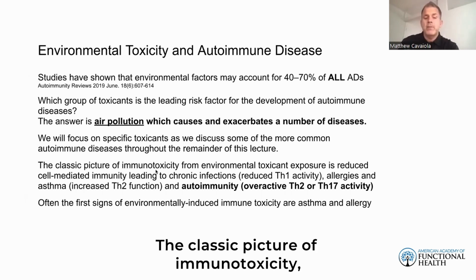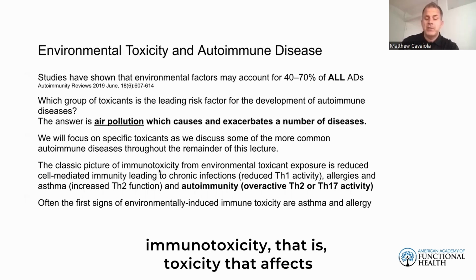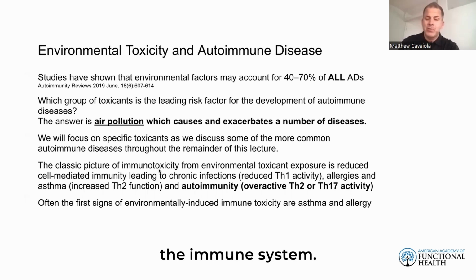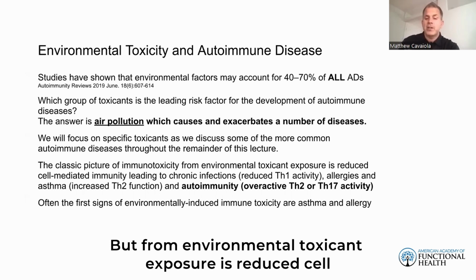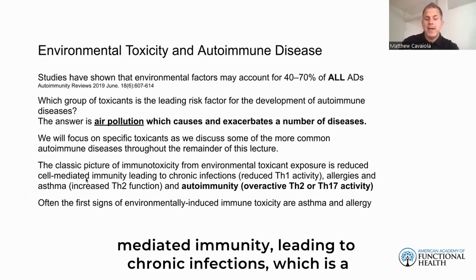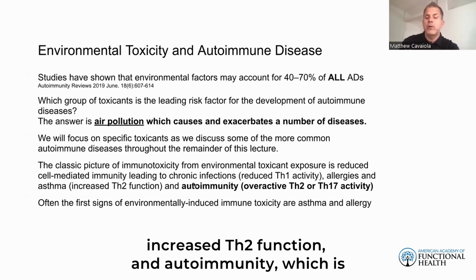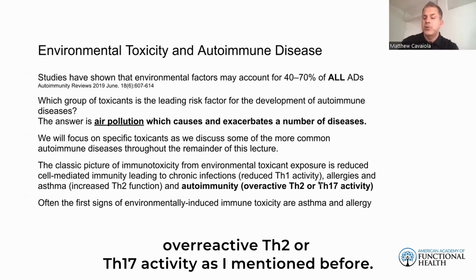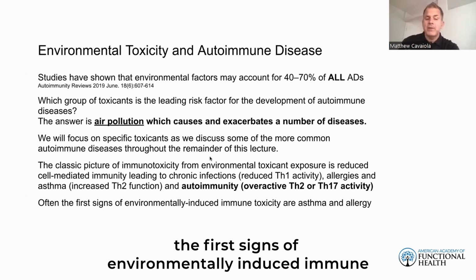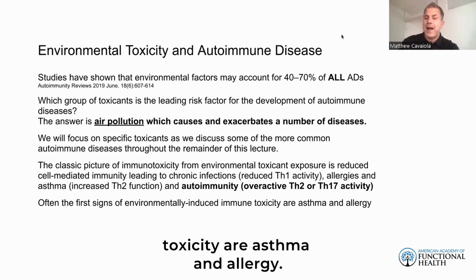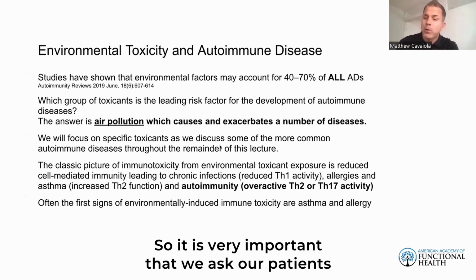The classic picture of immunotoxicity, that is toxicity that affects the immune system, but from environmental toxicant exposure, is reduced cell-mediated immunity leading to chronic infections, which is a reduced Th1 activity; allergies and asthma, which is increased Th2 function; and autoimmunity, which is overreactive Th2 or Th17 activity, as I mentioned before. This is interesting, but often the first signs of environmentally induced immune toxicity are asthma and allergies. So it is very important that we ask our patients about these things.